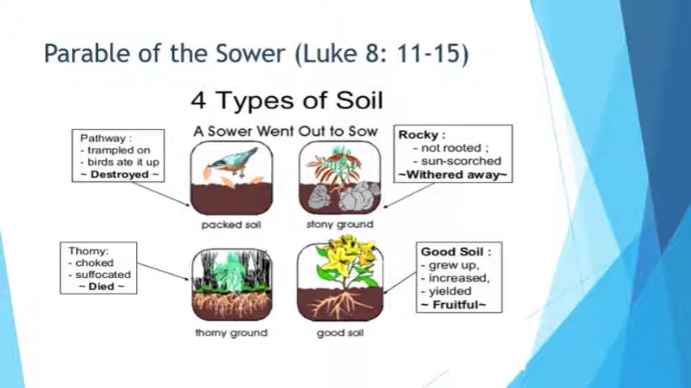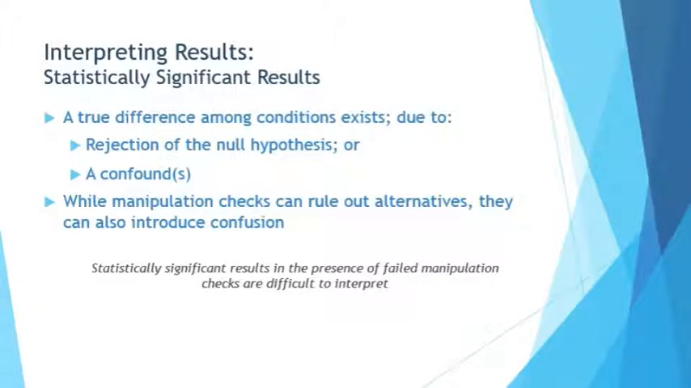The Bible tells us the outcome of this experiment, but we can also perform a manipulation check by checking moisture content to ensure all conditions receive the same amount of water, or verifying that the seeds were all of the same gene variety. Let's switch gears a little bit to talk about interpreting results.